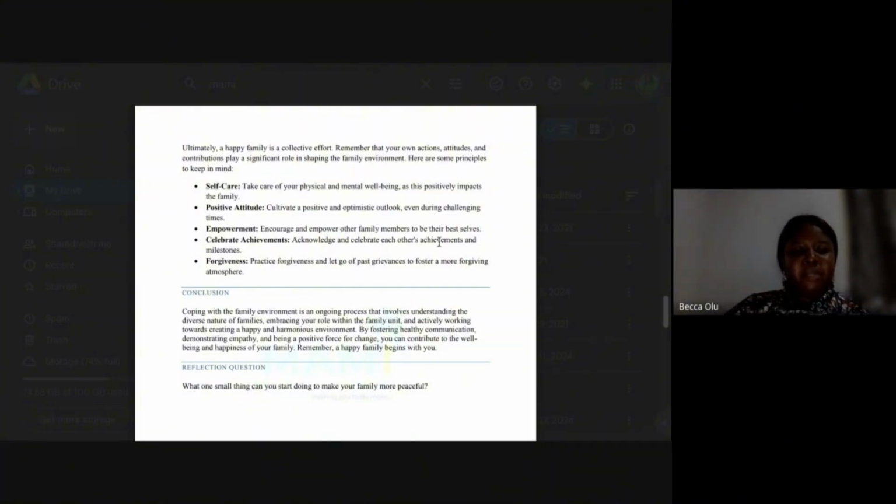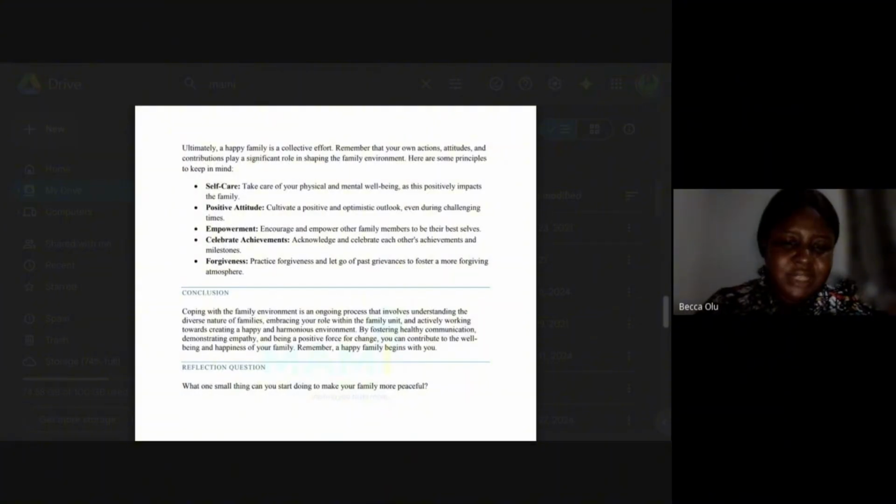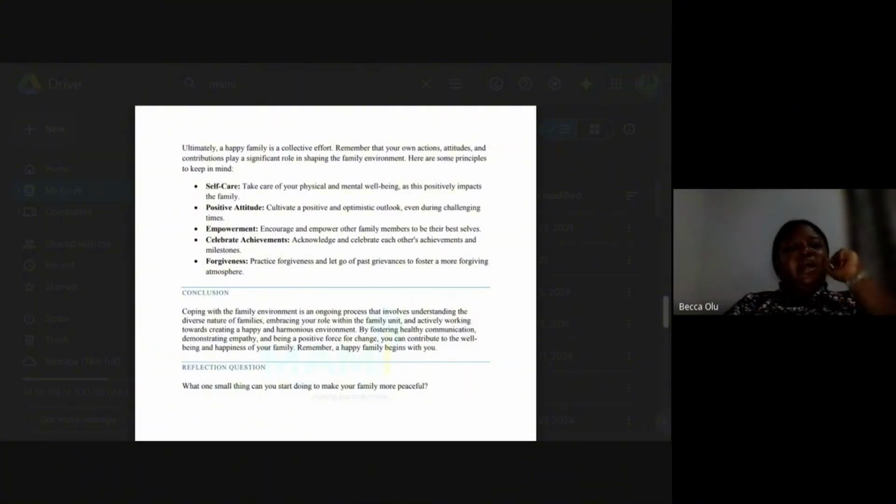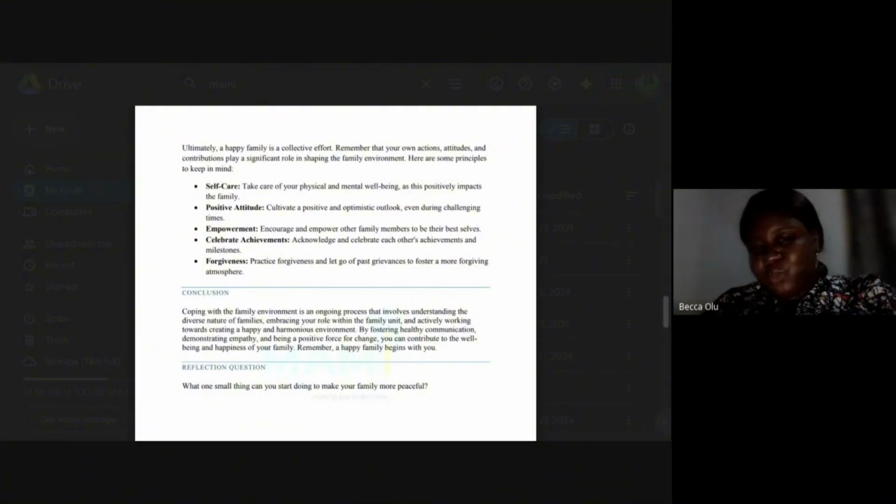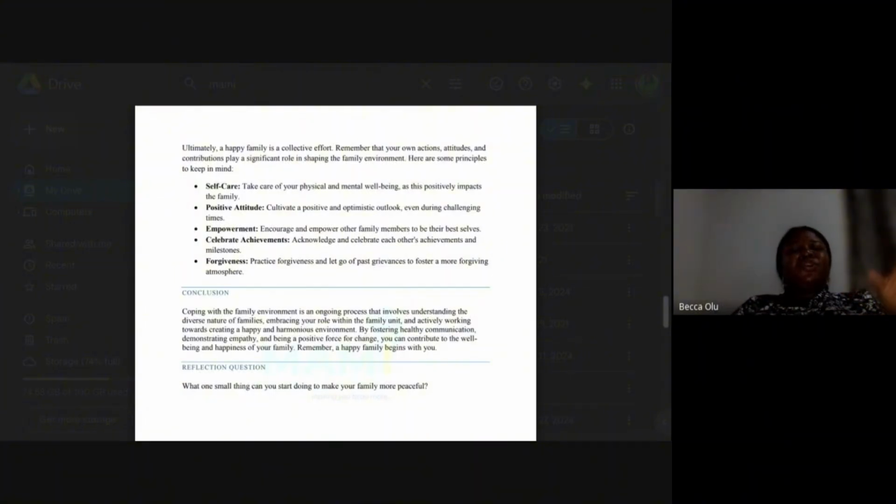So in conclusion, coping with family environment is an ongoing process and involves understanding the diverse nature of families, embracing your role within the family unit, and actively working towards creating a happy and harmonious environment. By fostering healthy communication, demonstrating empathy, and being a positive force for change, you can contribute to the well-being and happiness of your family. Remember, a happy family begins with you. It all begins with you.